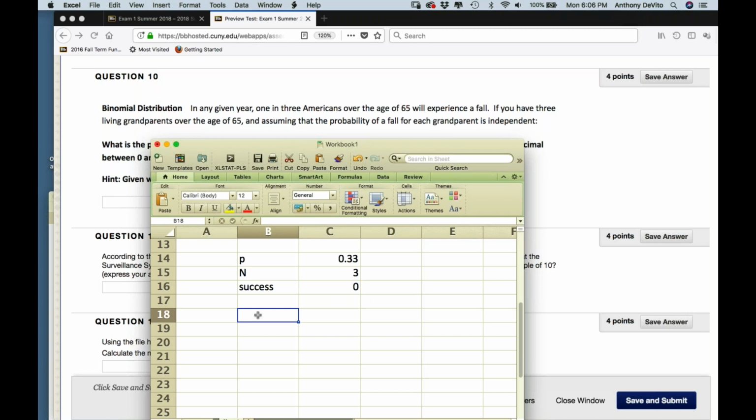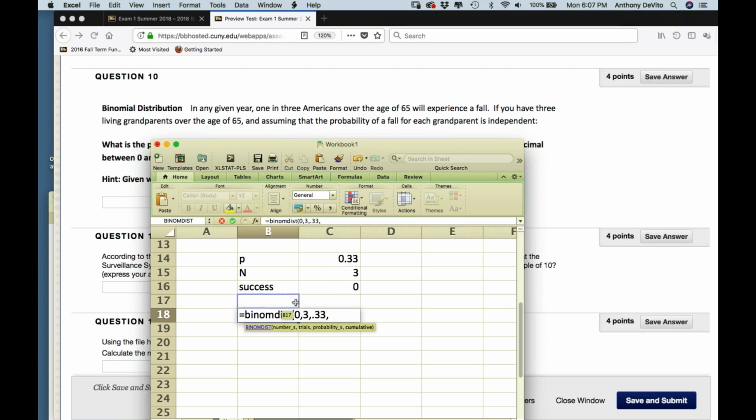So let's apply the binomial distribution. Equals BINOM.DIST, open parenthesis, and it immediately prompts me for the number of successes. Well, we're looking for the probability of exactly 0 out of 3 trials, or sample size of 3, 0 out of 3 are going to fall, comma, and the probability of any particular person falling, the event occurring in any one of the random individuals, is 0.33, comma, and now cumulative. Well, cumulative true would count 0 and everything below 0.